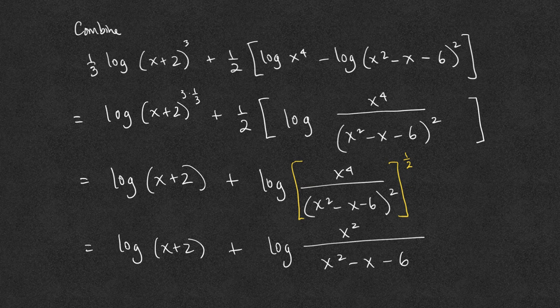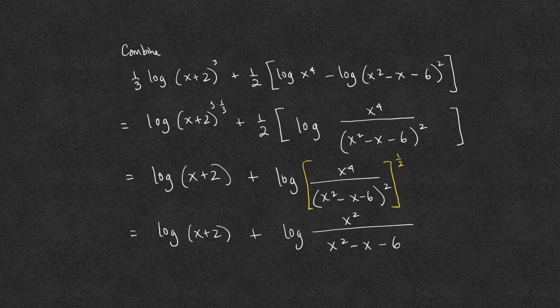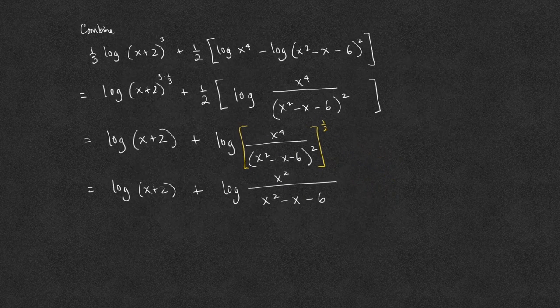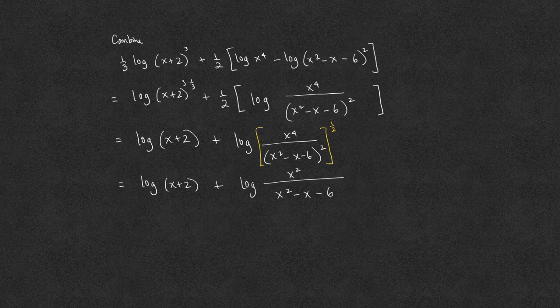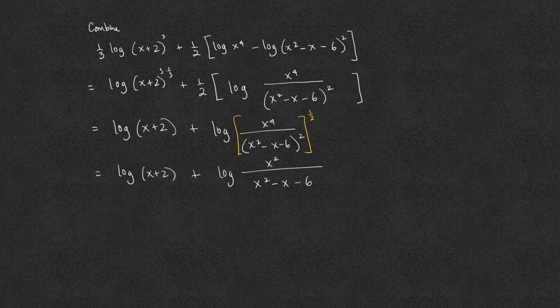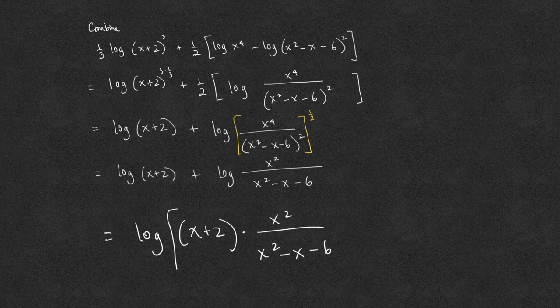Next, there are now 2 log expressions, and this is the sum, and so we will use the law of logarithms to rewrite this as log of (x plus 2) times x squared over (x squared minus x minus 6), and this is still the argument of log.